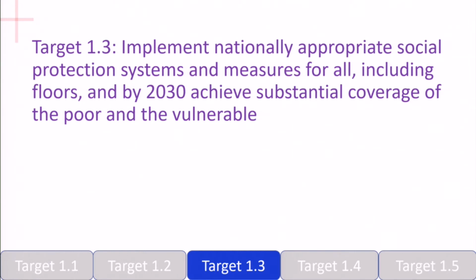Now, the third target under Goal 1 is target 1.3. This target is to implement nationally appropriate social protection systems and measures for all, including floors, and by 2030 to achieve substantial coverage of the poor and the vulnerable living in the world. So, each of these targets tries to uplift the people who are living below the poverty line, so that the quality of life is improved, and by achieving each of these targets we try to achieve Goal 1.